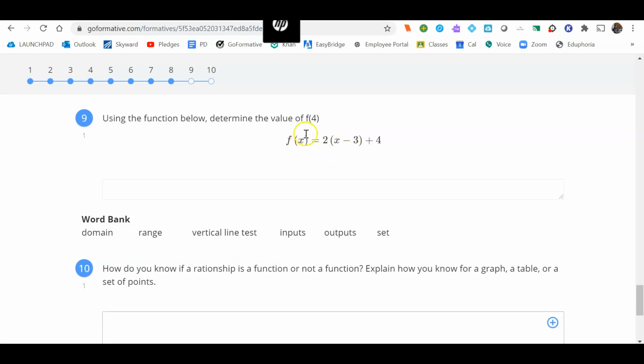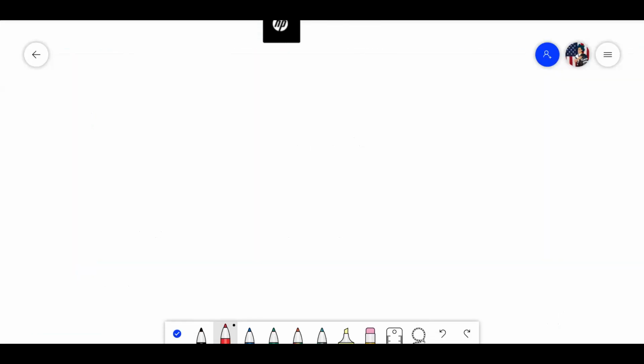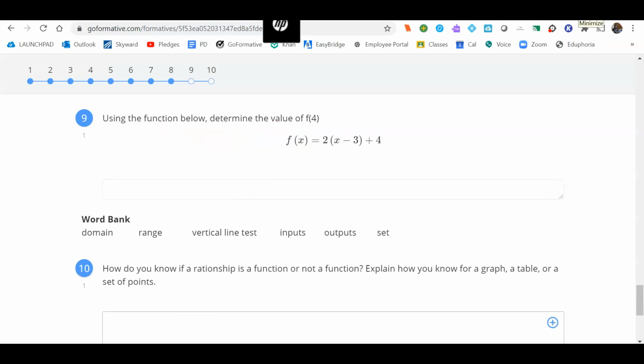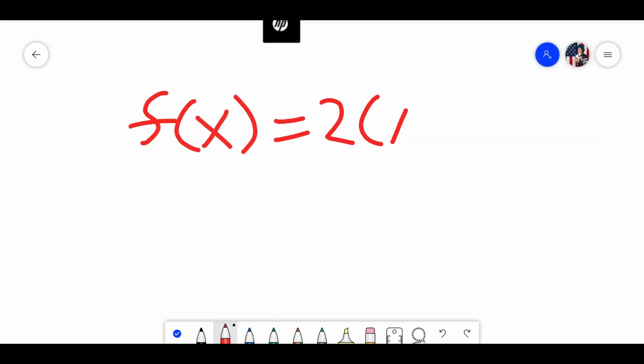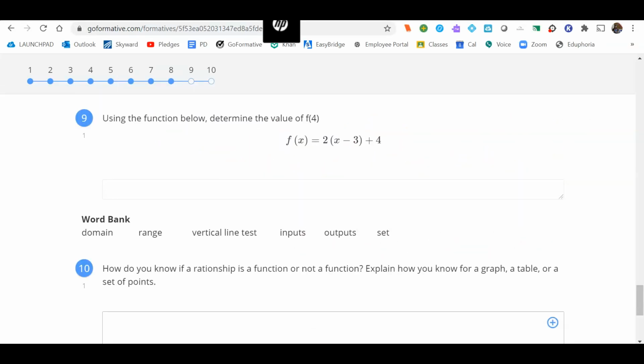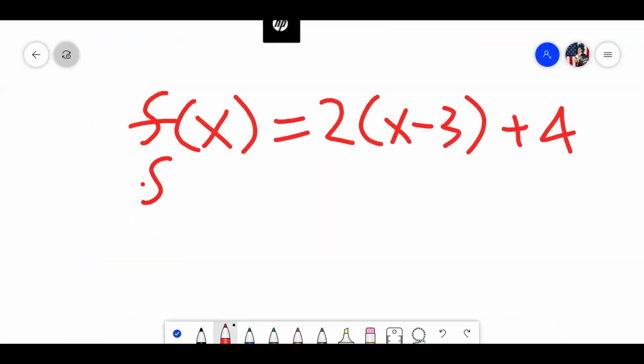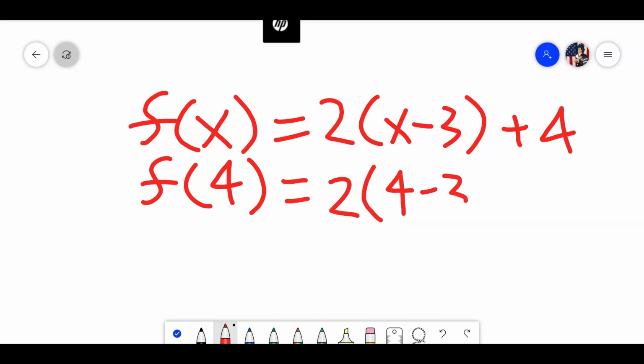And we can maybe even do this mentally, but we like to show our work just in case. So f of x is 2x. All right, let's see here. So let's write f(x) = 2(x - 3) + 4. And we were going to do f of 4. That means f(4). Replace any x with the number 4. So right here where x would be, put a 4.